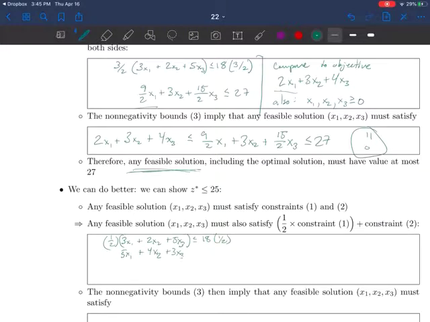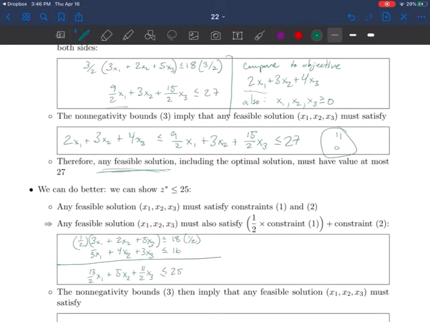Okay. So now we have 5x1 plus 4x2 plus 3x3 less than or equal to 16. And I'll just add both sides, and I know that I maintain my inequality. So this is 25 on the right-hand side, and on the left it will be 13 halves x1 plus 5x2 plus 11 over 2 x3.